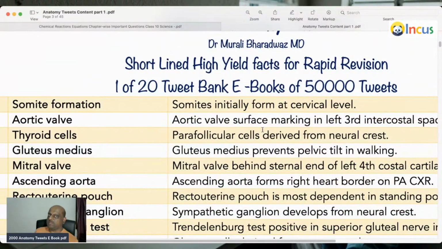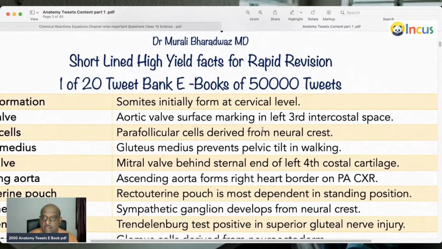So whenever the somites are forming, you have cervical, thoracic, then lumbar, sacral. Somites initially form at the cervical level, is what you need to remember. So where is the aortic valve, doctor? The aortic valve surface marking is typically in the left third intercostal space, is what you should remember.